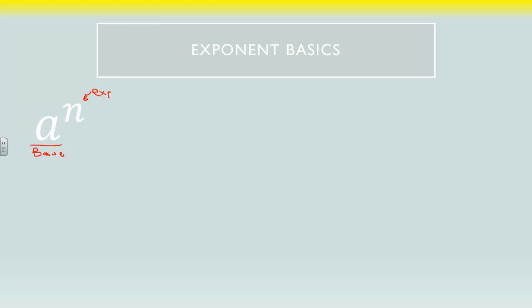My exponent tells me I'm going to multiply the base by itself however many times the exponent tells me to. That's its job. So if I have 3 to the second power, that 2 is telling me I want to multiply this base 2 times to itself, right? So 3 times 3, okay?